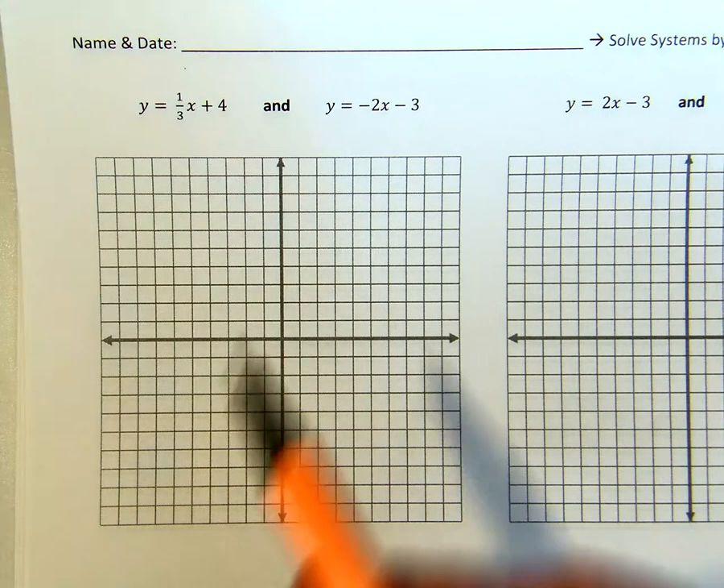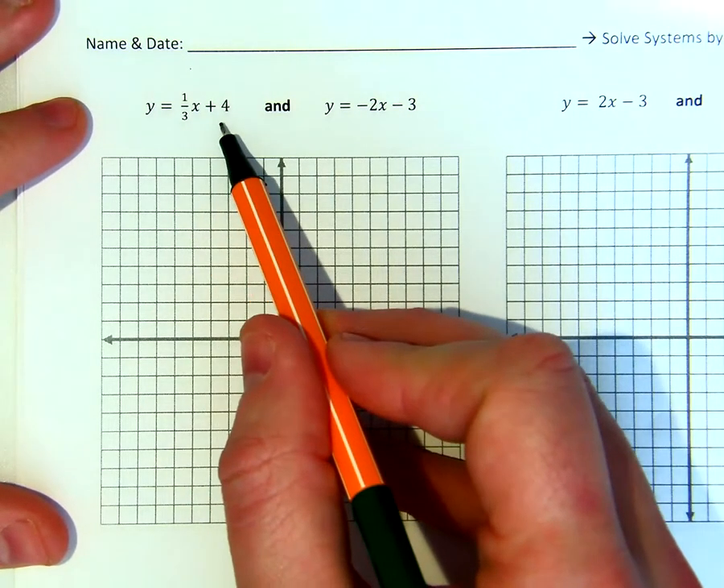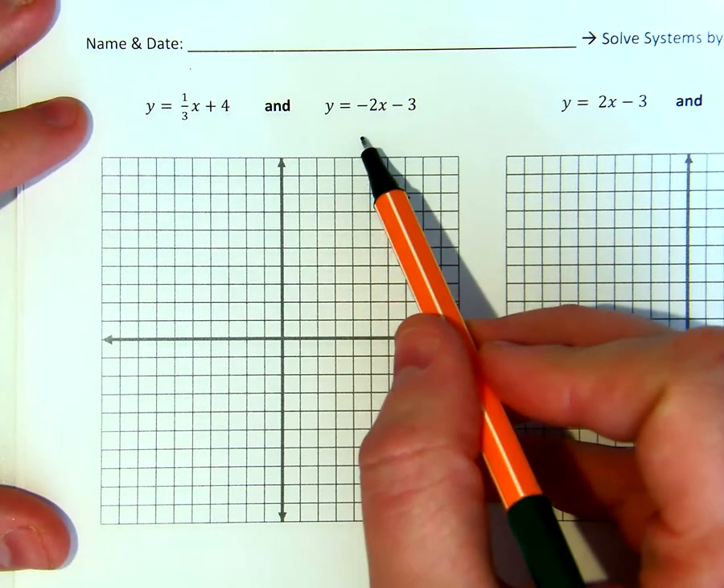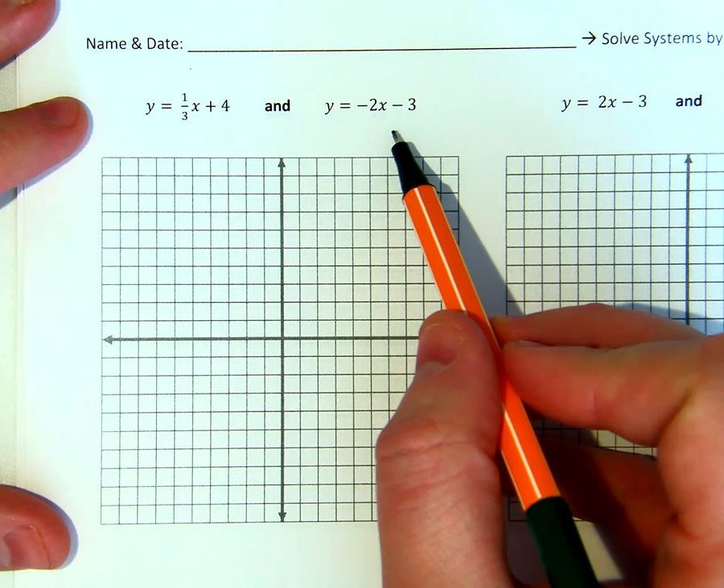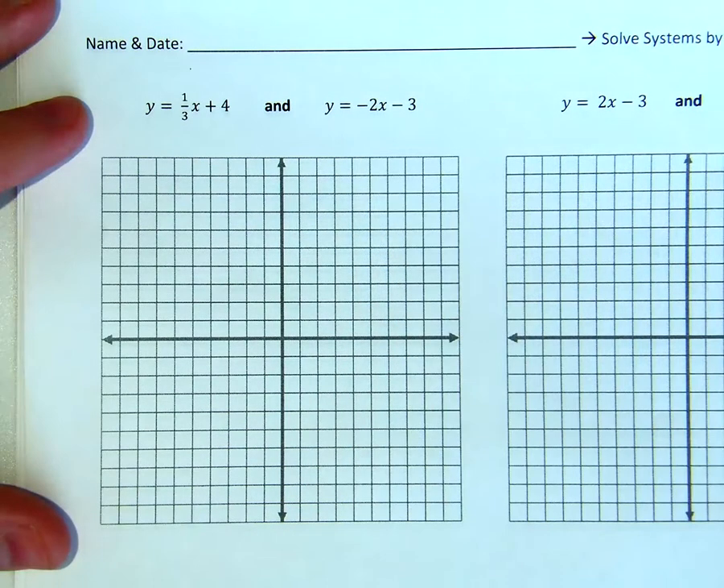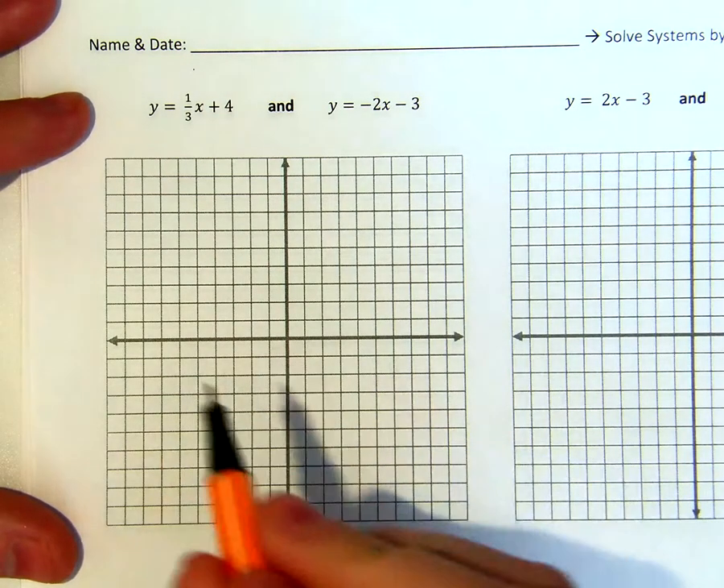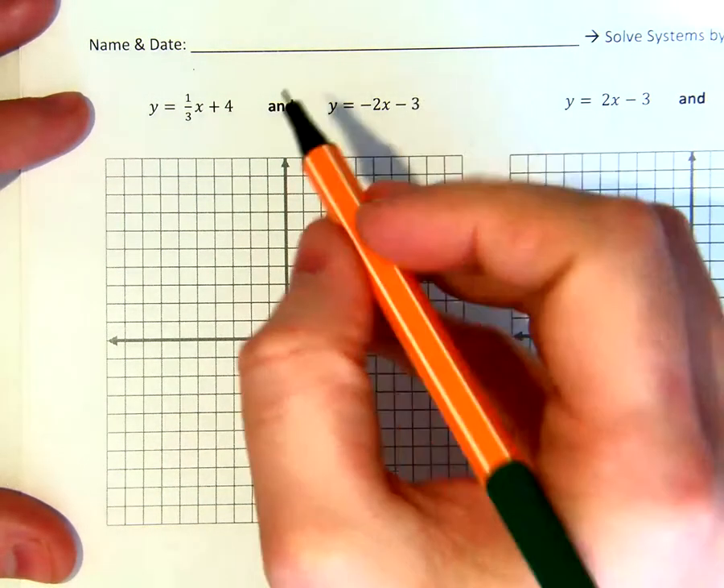So what we're looking at in the first problem is the equation y equals 1/3 x plus 4, as well as the equation y equals 2x minus 3. So there are two equations in this system, and there's only going to be one combination of an x value and a y value that will satisfy both equations, make them both true. To solve via graphing, we're simply going to graph both of the lines and find their intersection.